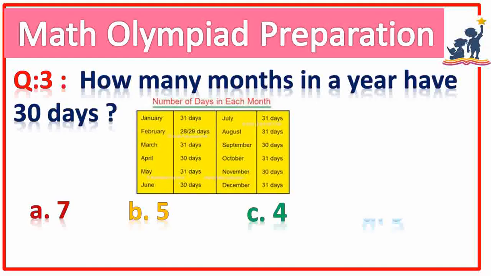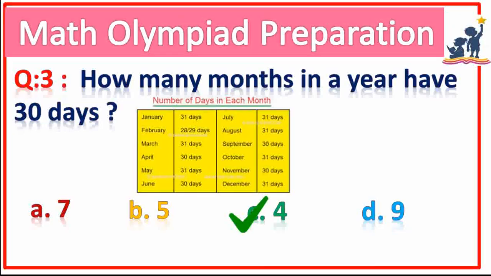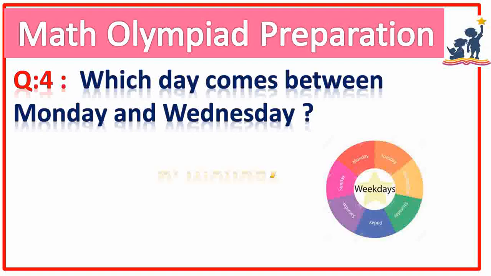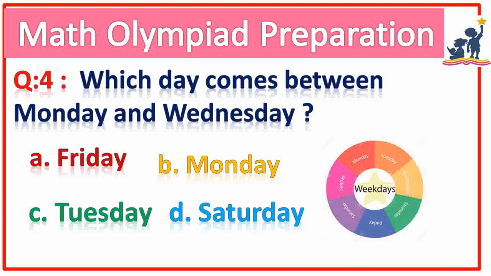Question number 3. How many months in a year have 30 days? 4 months in a year have 30 days. Yes, very good. What are they? April, June, September, November. Yes, very good. Question number 4. Which day comes between Monday and Wednesday? Tuesday. Yes, good.